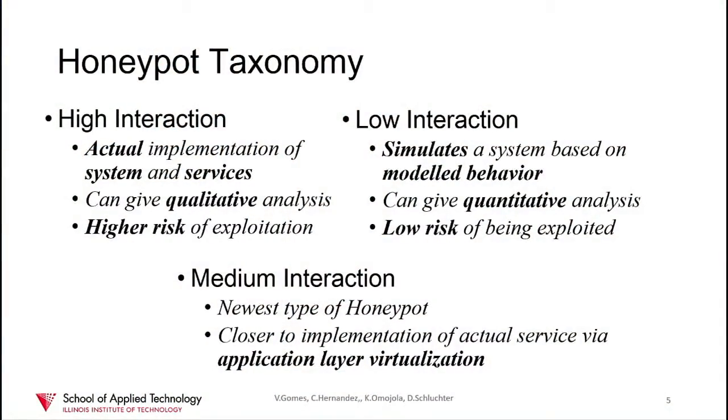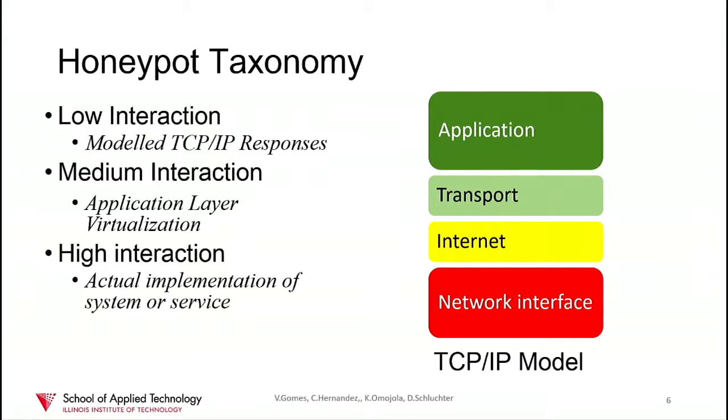And then the latest type of honeypot is the medium interaction. That's actually closer to the implementation of an actual service, and it does it by application layer virtualization. If that's confusing, I'll try and explain it on this next slide. So here's the TCP/IP model, all the layers. The low interaction honeypot has that model behavior, so it's just the TCP/IP responses. So that's at the middle 2 layers right there.